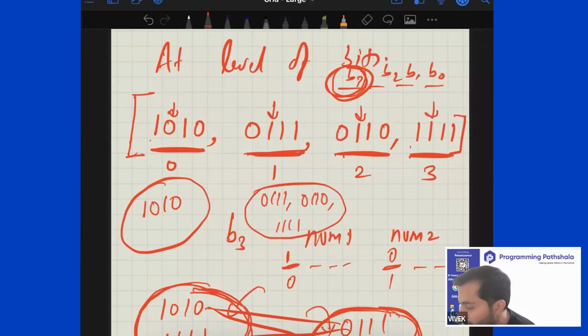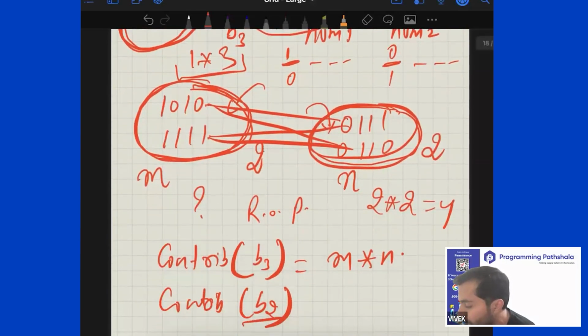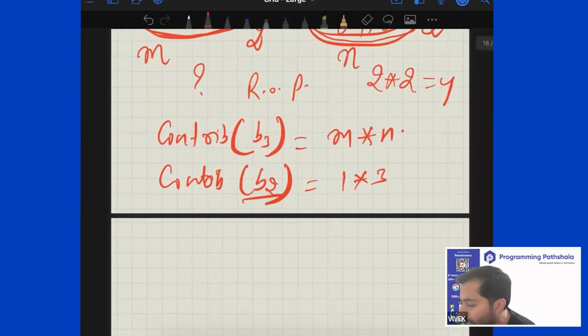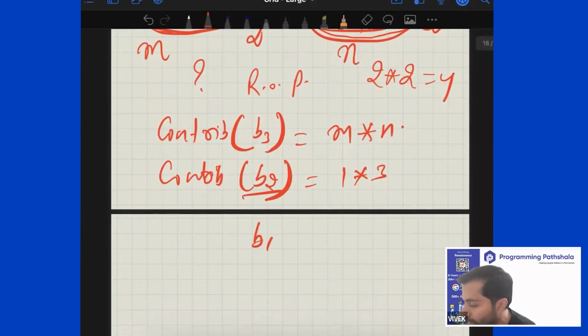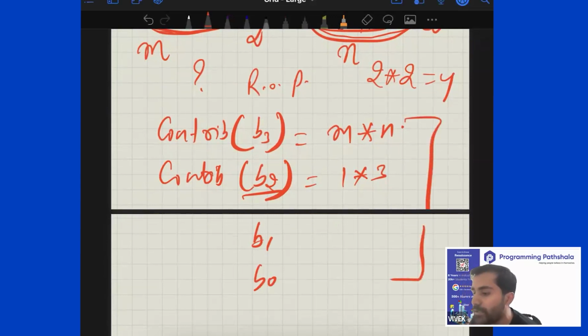So what will be the contribution of this? It will be 1 into 3, because the number of choices I can pick from here is 1, and the number of choices I can pick from here is 3. So total number of combos will be 1 into 3. So the contribution of this bit is 1 into 3. Similarly, you can find the contribution of bit 1, contribution of bit 0, sum them up, and that sum will be your real answer.